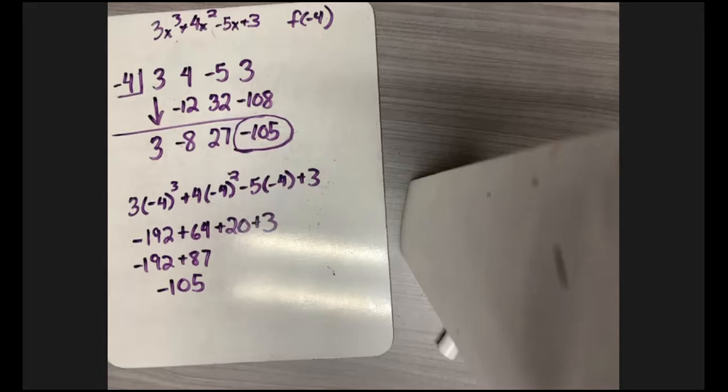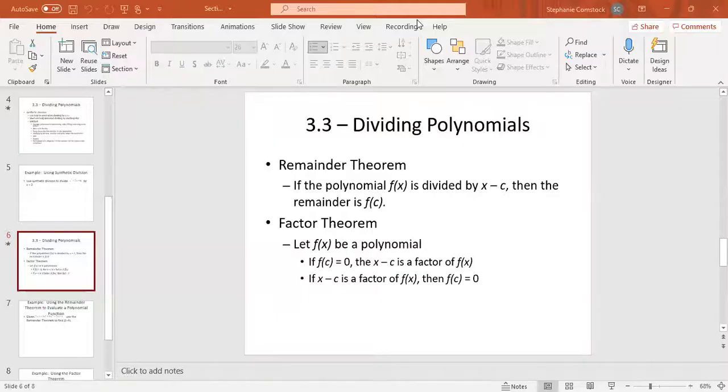Let me pull this back up. So the factor theorem is kind of what it sounds like. If I asked you to give me the factors of 18, you would tell me 1 and 18, and 2 and 9, and 3 and 6. The reason that you're able to tell me that those are factors is because those are numbers that when you divide 18 by that number, there is nothing left over. There is no remainder.